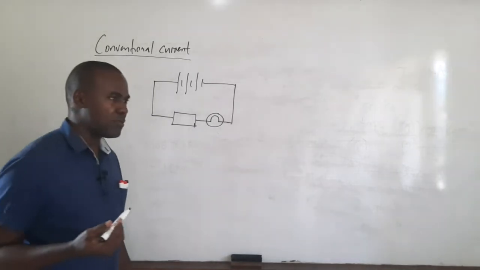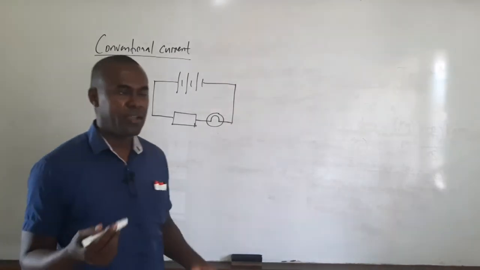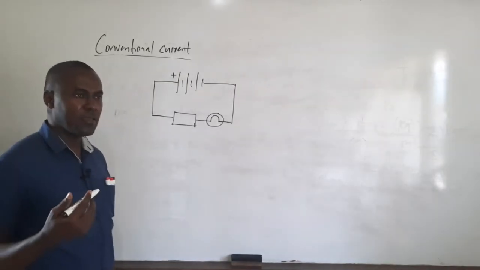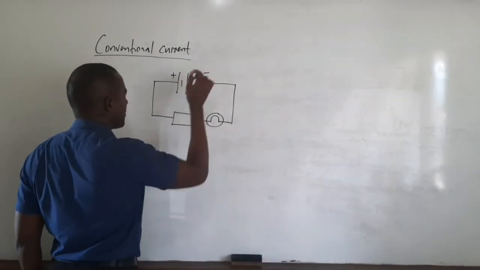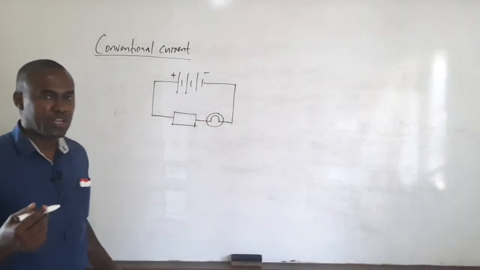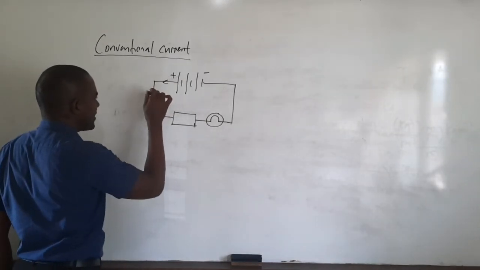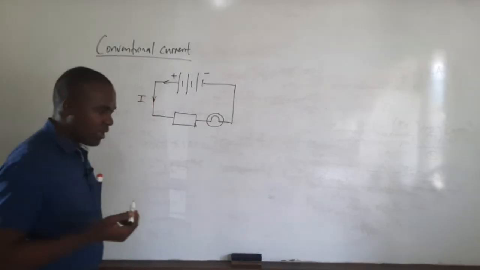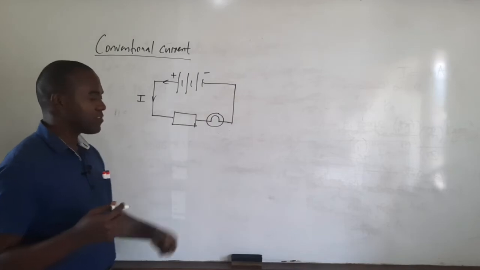Now from the symbol for a battery, we know the longer stroke represents the more positive terminal, or the terminal at the higher potential. So put a plus sign there. And the shorter stroke represents the more negative terminal, or the terminal which is at the lower potential. So put a minus sign there. Now, in circuit diagrams, we should always indicate the direction in which the current is flowing. And that direction is generally from positive to negative. So the current, or the conventional current, I, flows around the circuit from the positive terminal of the battery round to the negative terminal of the battery.